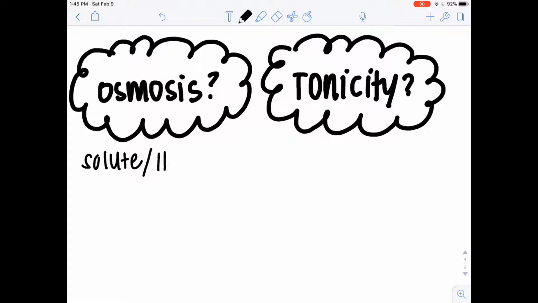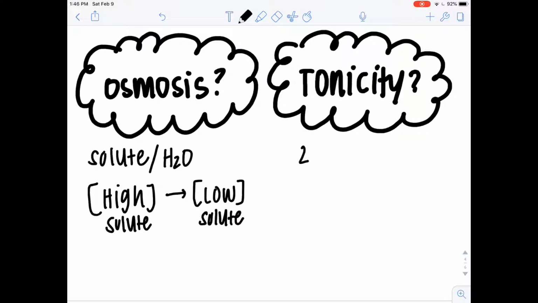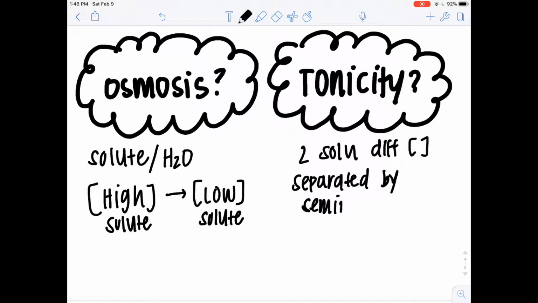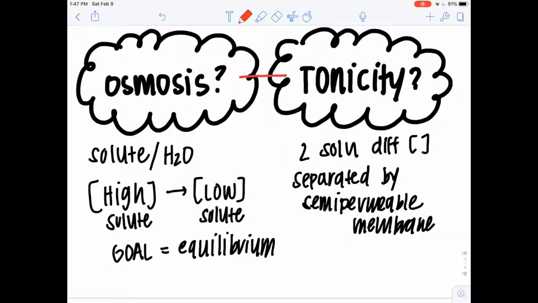Osmosis is when the solute particles or H2O particles move from a high concentration to a low concentration of solute particles. And tonicity is when we have two different solutions at different concentrations separated by a semi-permeable membrane. And the goal of osmosis is always going to be to go from this high concentration to low concentration until equilibrium has been achieved. So what is the relationship between osmosis and tonicity?